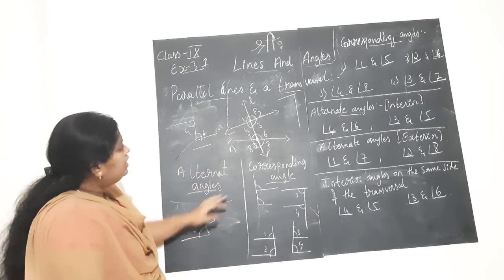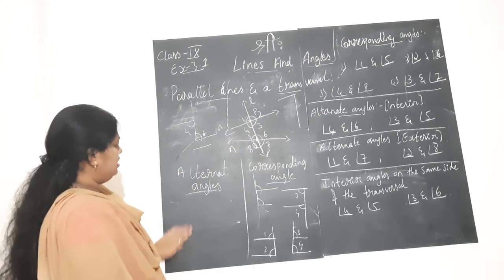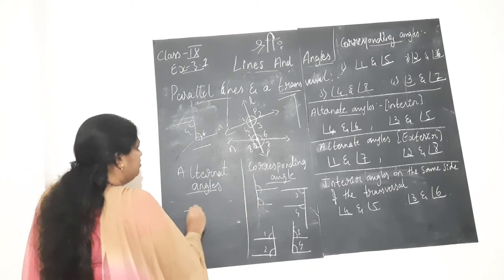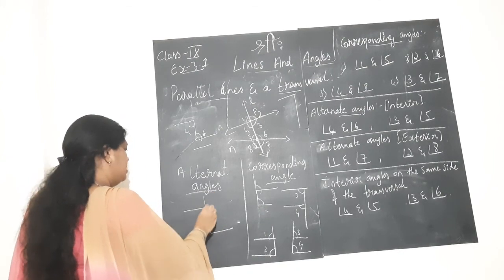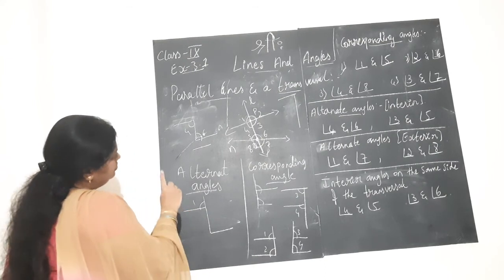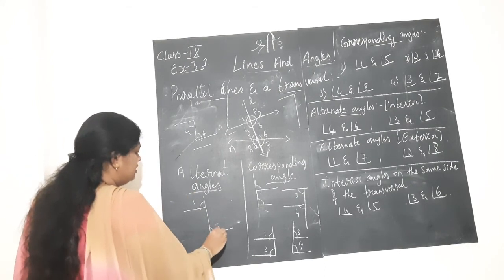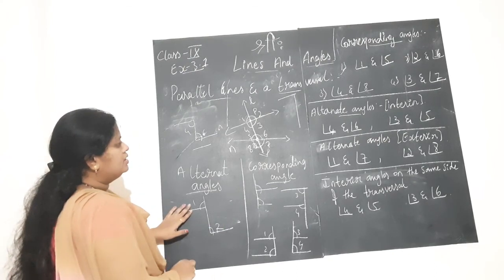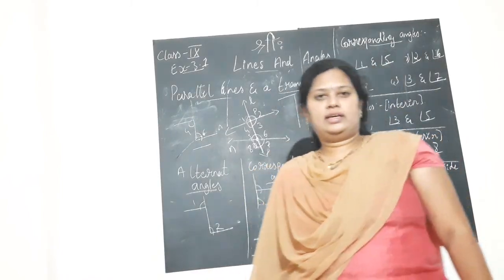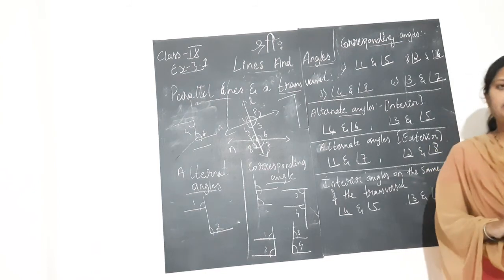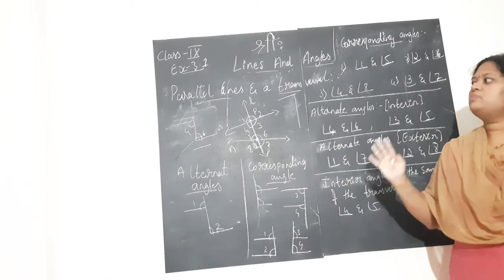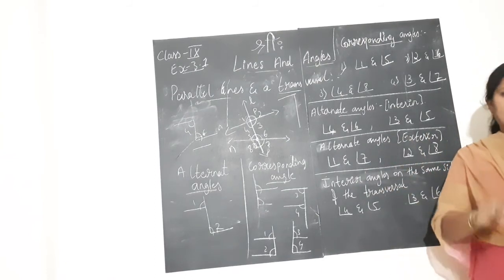These are alternate interior angles. Alternate exterior means external angles they will consider. Angle 1 and angle 7. See, angle 1 is here. Angle 7 is here. These are also alternate angles. Similarly, angle 2 and angle 8 are also alternate exterior angles. So, alternate angles are Z-shaped angles. Corresponding angles are F-shaped angles. So, these are the concepts you should keep in mind in order to proceed in this lesson.